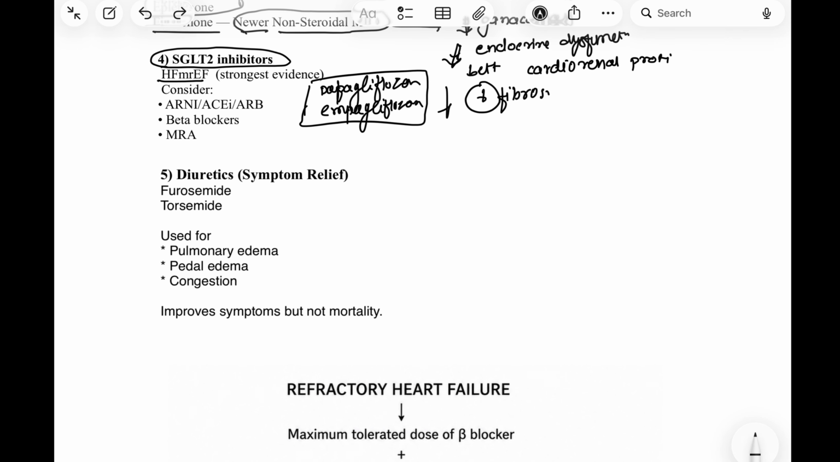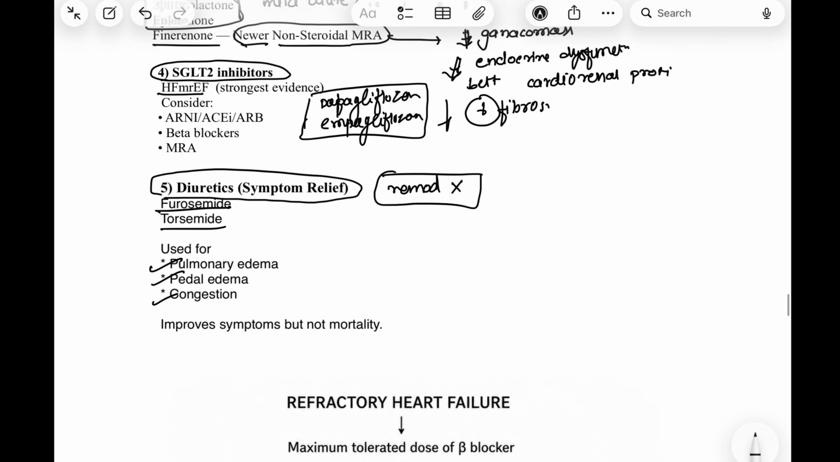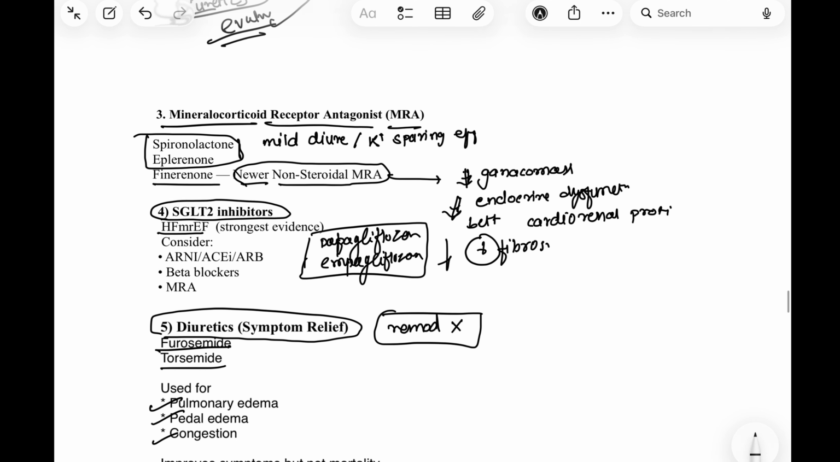The next drug is diuretics. Now, diuretics are mostly for symptom relief, and these drugs have nothing to do with remodeling, right? So remodeling is not associated with diuretics. Drugs like furosemide and torsemide are used for symptom relief. These drugs are used for pulmonary edema, pedal edema and congestion, right? So these are the four pillars for the treatment of heart failure.